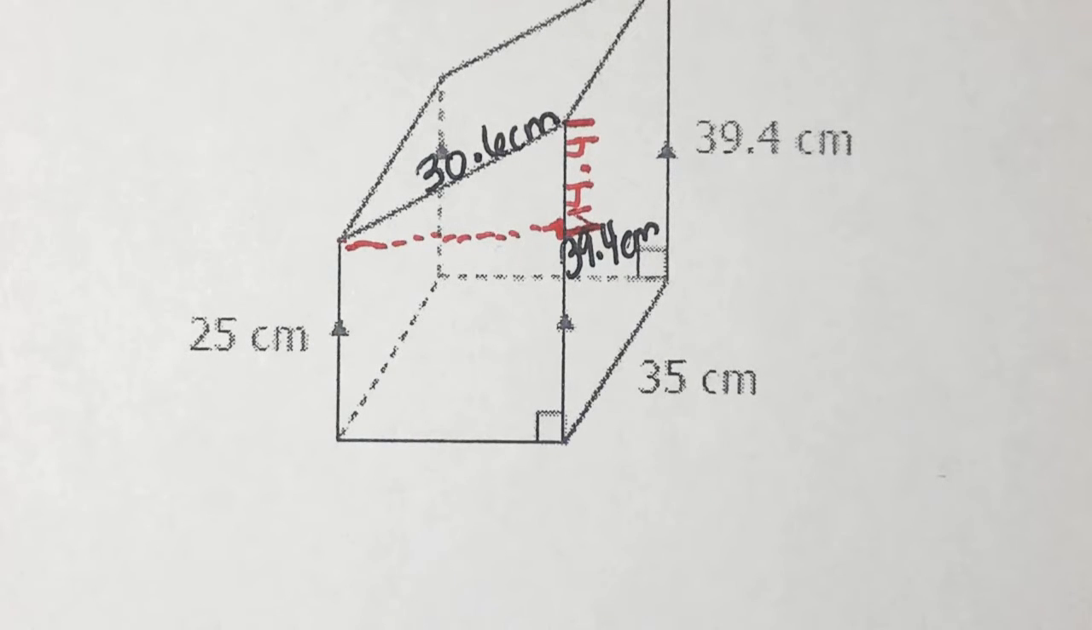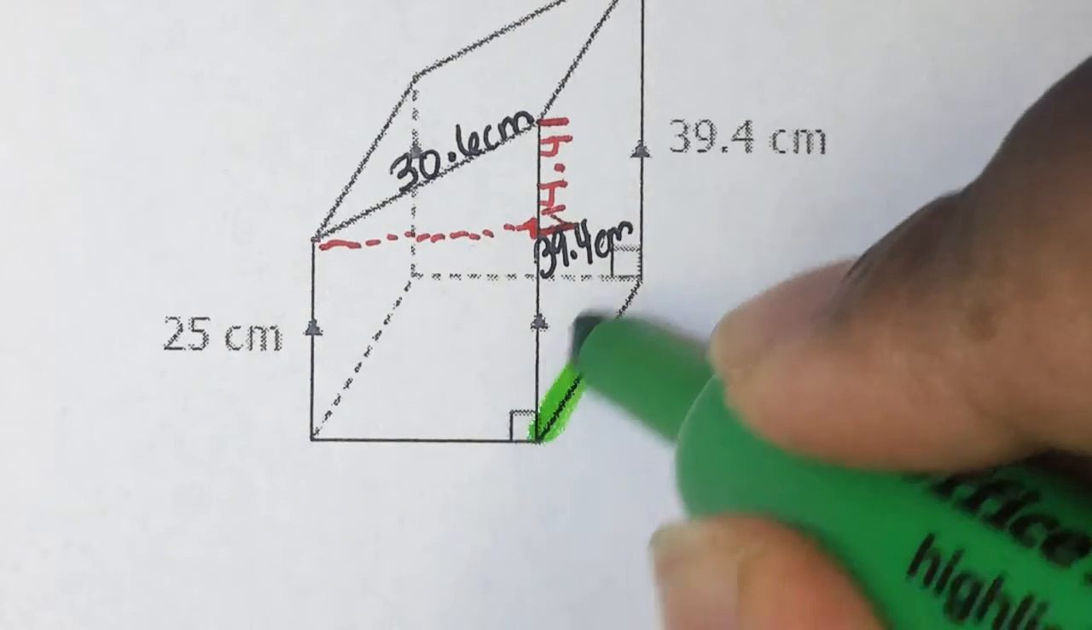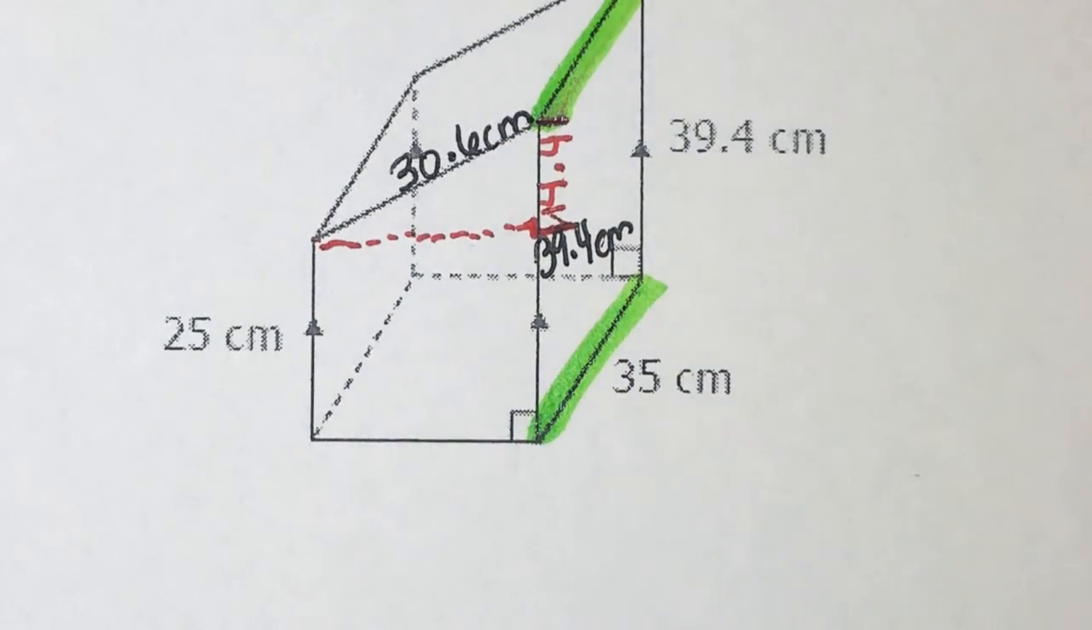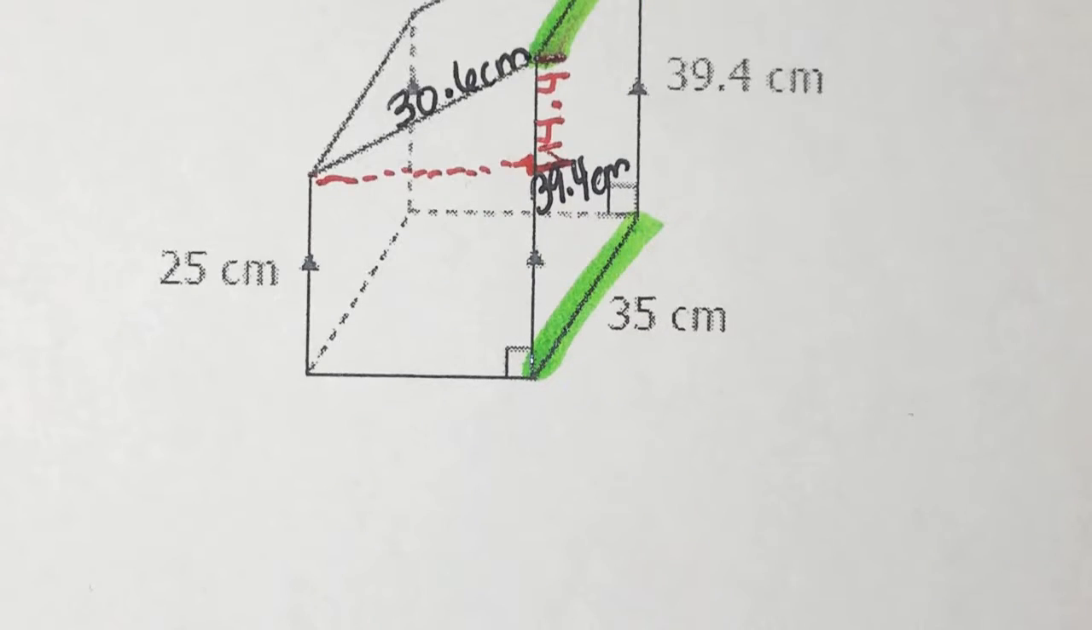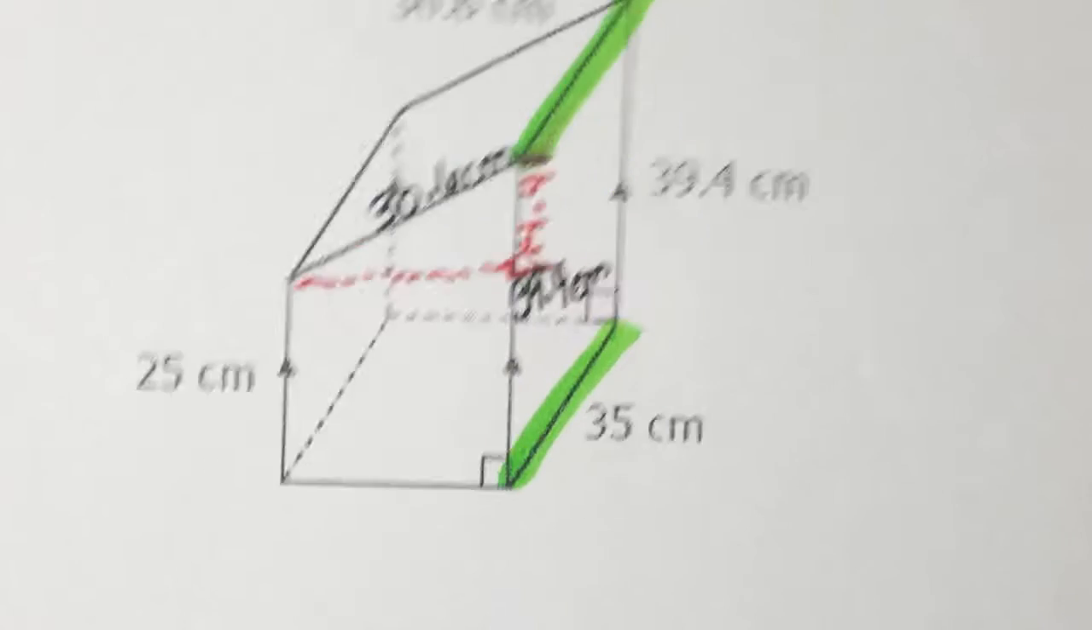And the height of your actual trapezoidal prism will be here. So the 35. All right, handle your business. I set you up for the win.